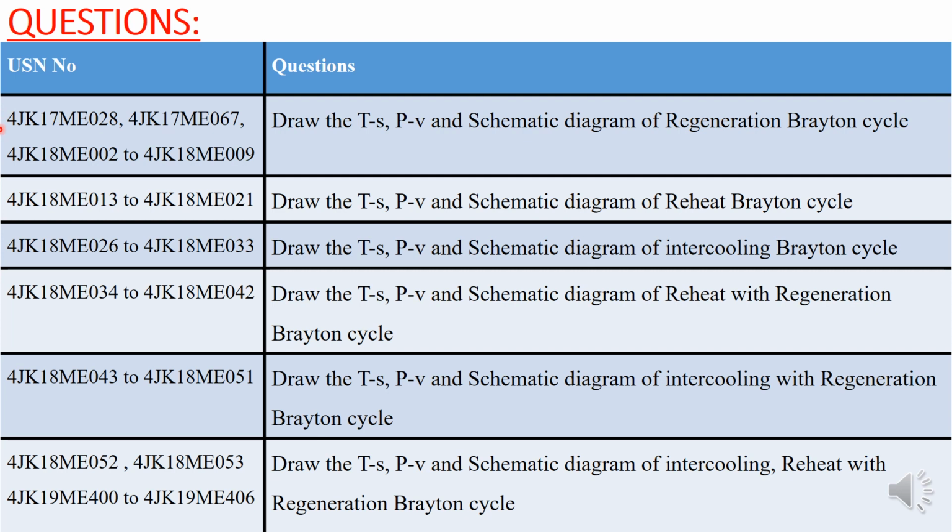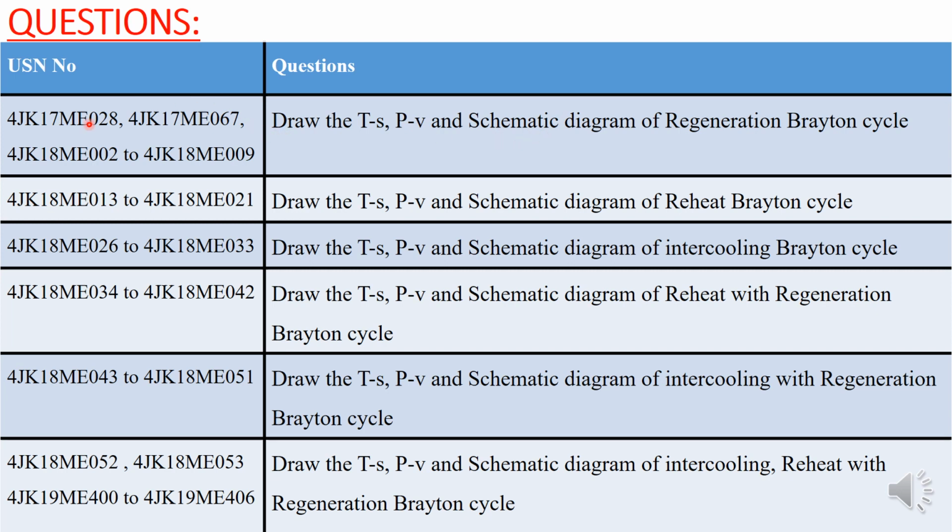First, the two students Mama Sanin and Kavan, and the regular students from 18ME02 to 18ME09: these students will write this question. Draw the T-S, P-V and schematic diagram of the regenerative Brayton cycle. Just drawing is enough. Drawing should be very neat. That's it. I don't want to give much burden. Just look into the question and answer it. Draw this and submit it to me.